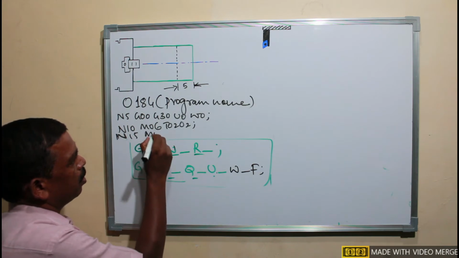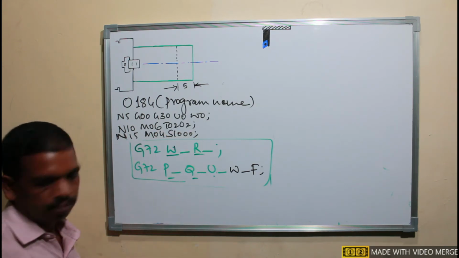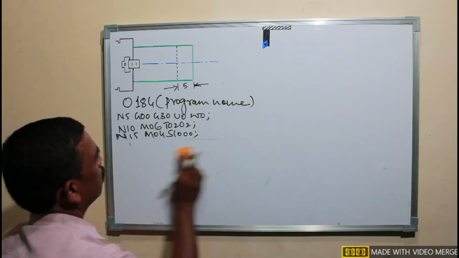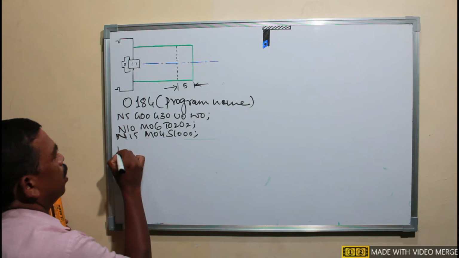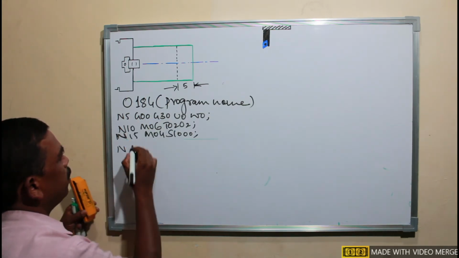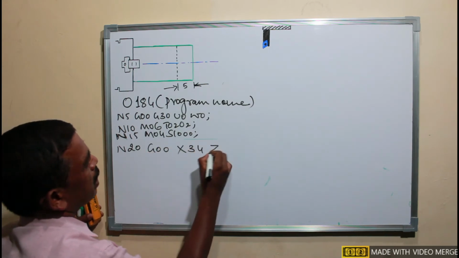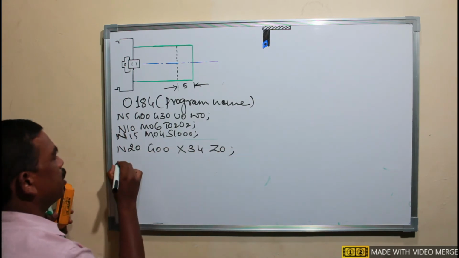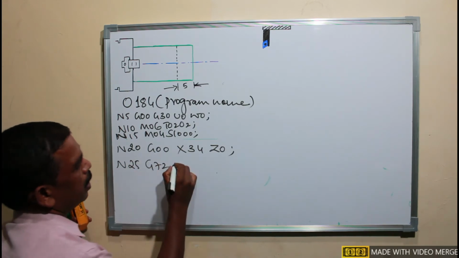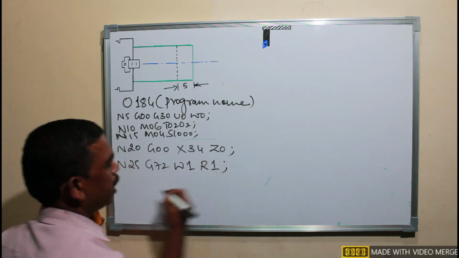N15 is rotating the workpiece at the required RPM, and then we have to position the tool. N20, G00, X34, Z0 end of block, and then N25, G72, W1 and then R1 end of block.